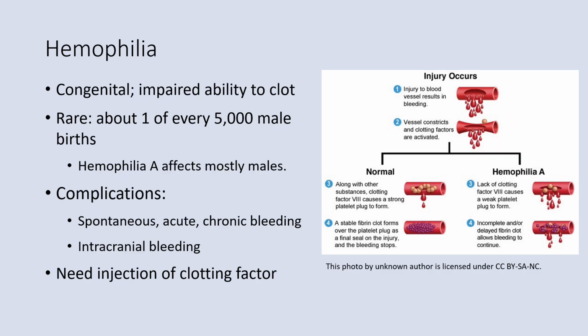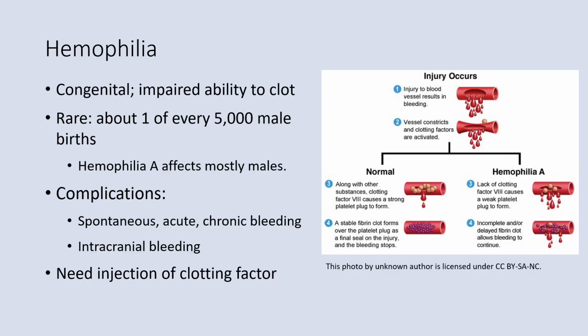Hemophilia A is about 4 times as common as hemophilia B, and about half of those affected have the severe form. This image compares the normal clotting process to a person with hemophilia A. Hemophilia affects people from all racial and ethnic groups. Hemophilia in females is rare, but it can happen.